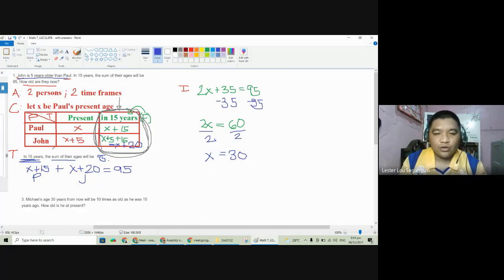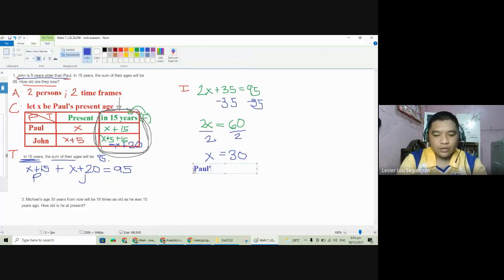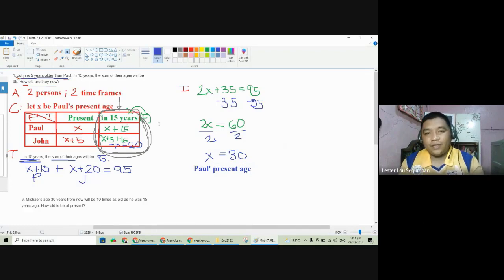Looking at the situation, looking at our table, looking at step C, the first statement, we all know that this is actually Paul's present age. Okay? It's not Paul's age in 15 years. It's not John's age, nor John's age in 15 years. It's simply Paul's present age as they use here in this representation. And since this is part of what is asked, how old are they now? So this is already one half of our concern.